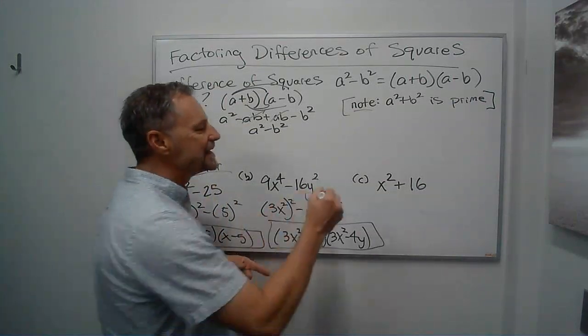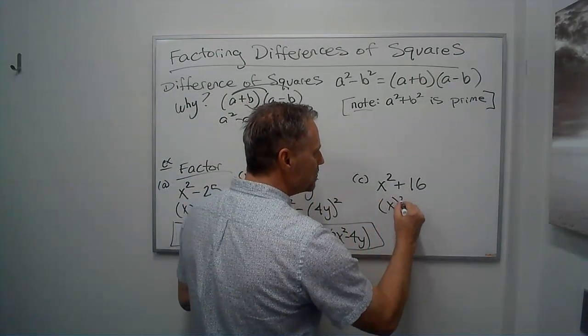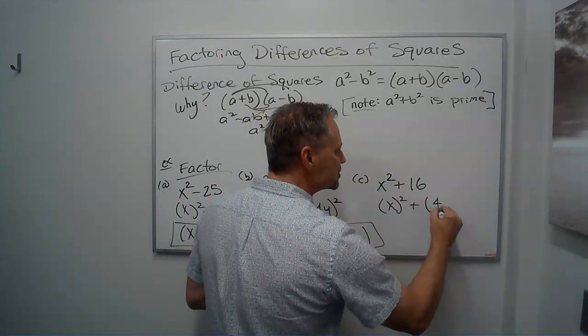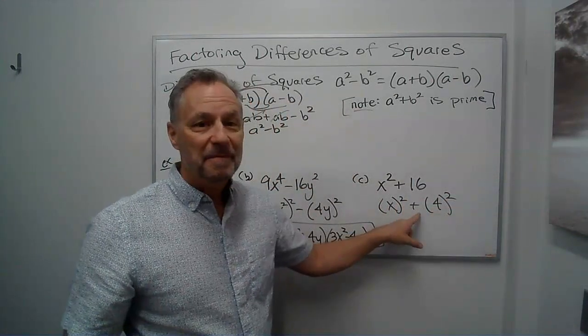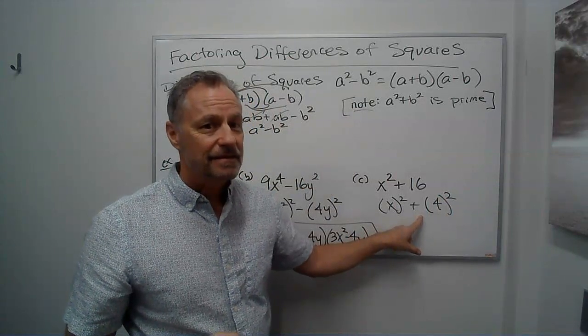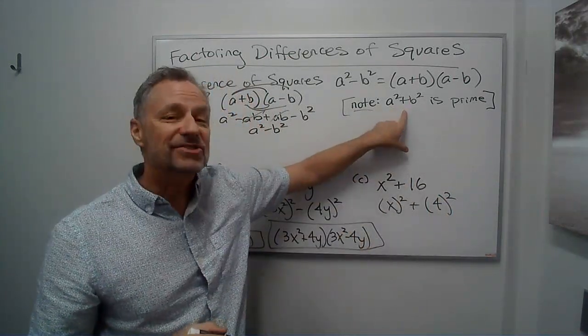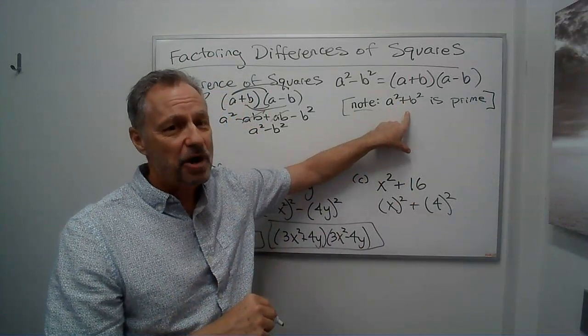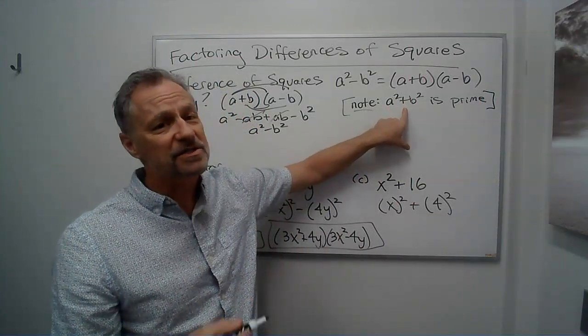Okay, next one. This is a perfect square, but it's not a minus. It's a plus. The sum of squares is prime. So if there's a plus in between two squares, it's prime.